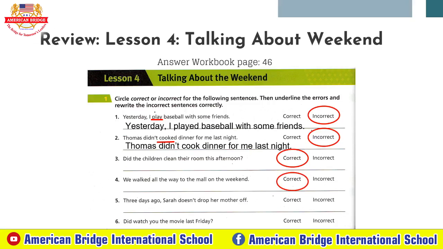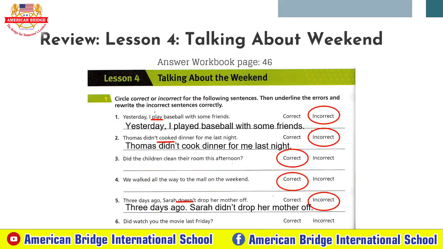Next, number 5, 3 days ago, Sarah doesn't drop her mother off. Correct or incorrect, everyone? Incorrect. So it's obvious that the error for this sentence is doesn't. What should be the correct word and sentence for this number 5? 3 days ago, Sarah didn't drop her mother off.